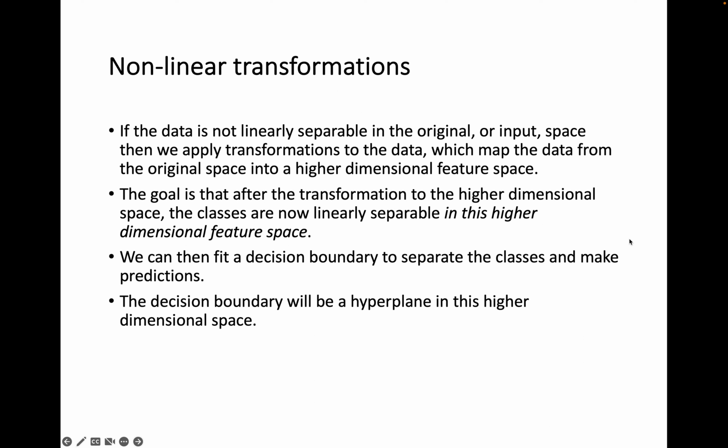Non-linear transformations. If the data is not linearly separable in the original or input space, then we apply transformations to the data, which map the data from the original space into a higher dimensional feature space. We saw earlier non-linearly separable data in the original or input space.